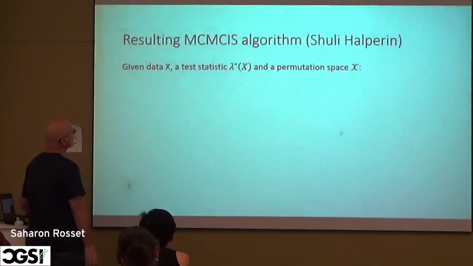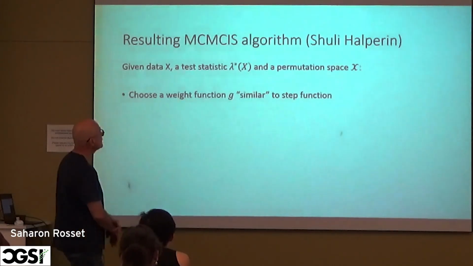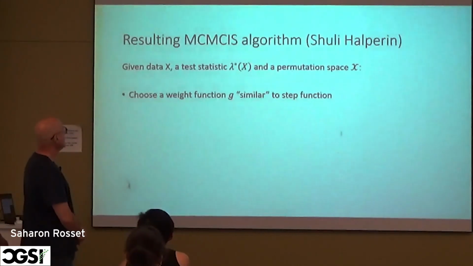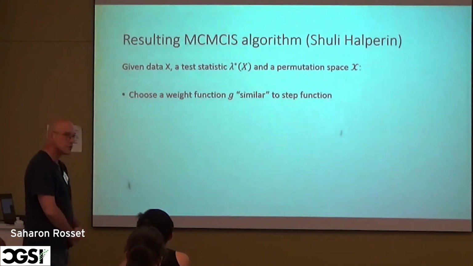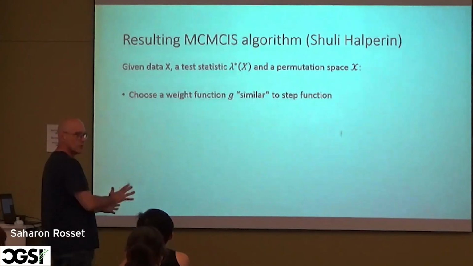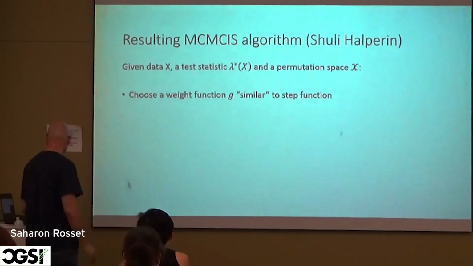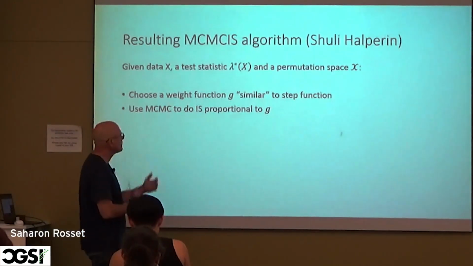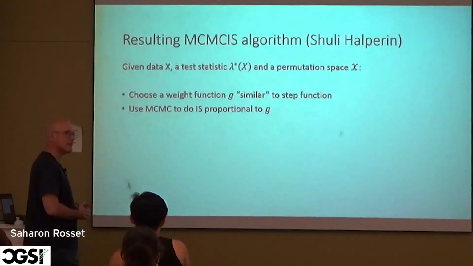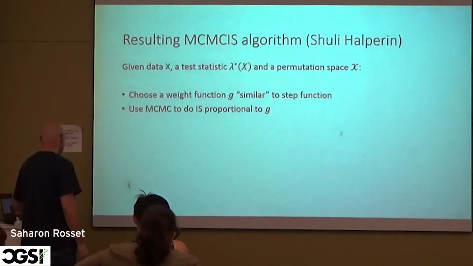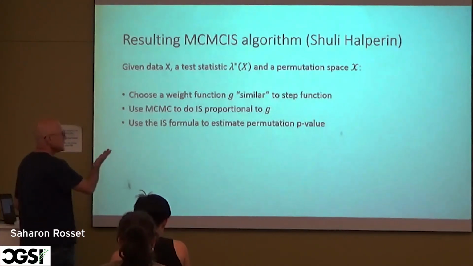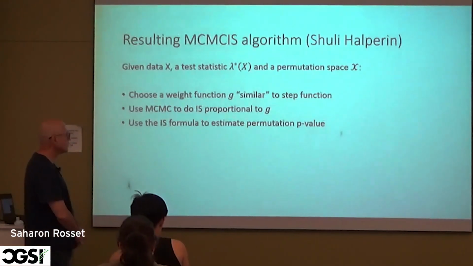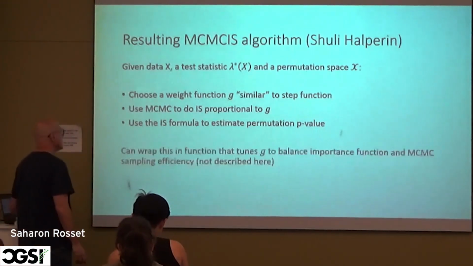So an algorithm we call MCMC-IS for MCMC importance sampling. This is the master's thesis of Shuli Halperin, my student. So basically, we want to choose a weight function that is similar to the step function, but also amenable to MCMC. We use MCMC, and that way we get importance sampling samples from G. And basically, now we can use this weighted formula that we showed to estimate the permutation p-value.